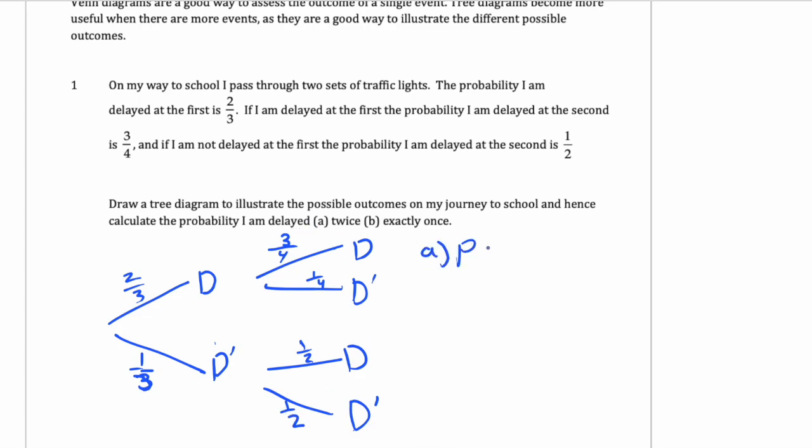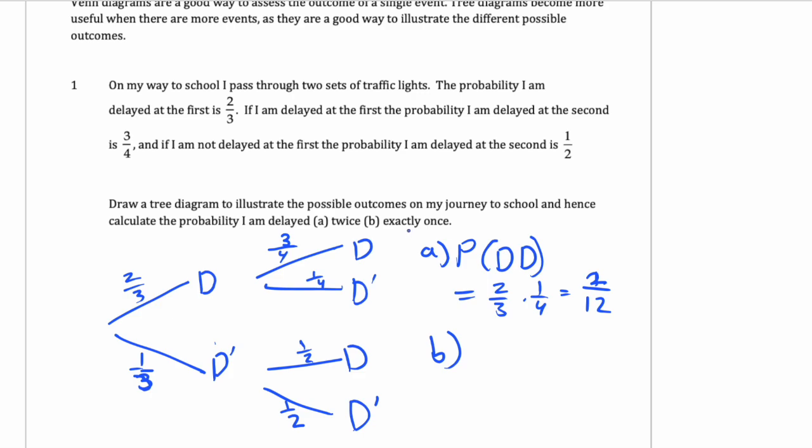What's the probability of being delayed twice? That's a delay on the first day, delay on the second day. That is just this branch right here, 2/3 times 1/4, which is 2/12 or 1/6, if you will. Let's leave it as 2/12.